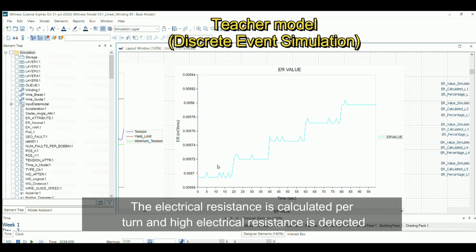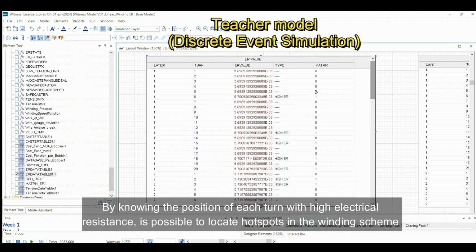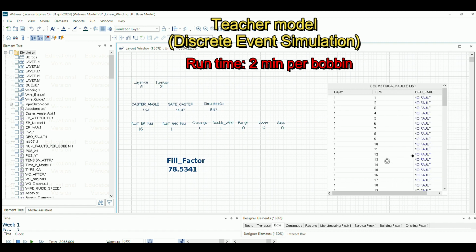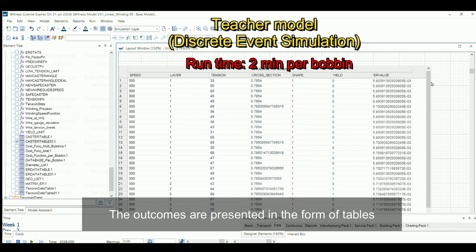The electrical resistance is calculated per turn, and high electrical resistance is detected. By knowing the position of each turn with high electrical resistance, it's possible to locate hot spots in the windings. The Discrete Event Simulation model outputs a summary of the number of faults and the type. The outcomes are presented in the form of tables.